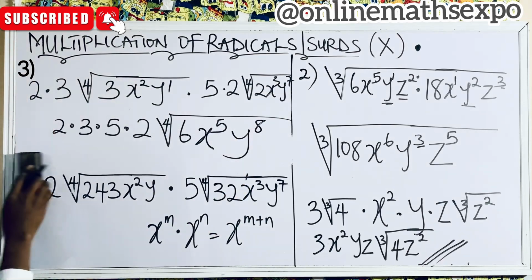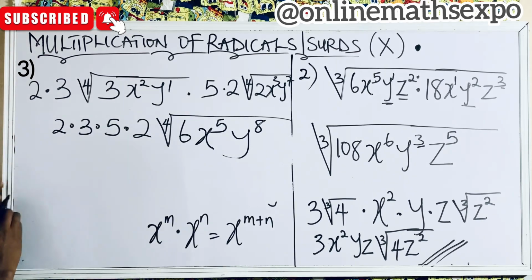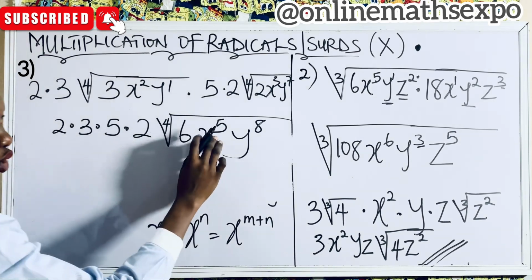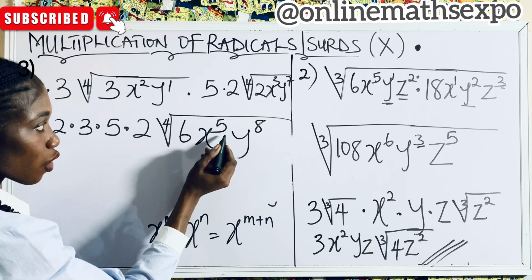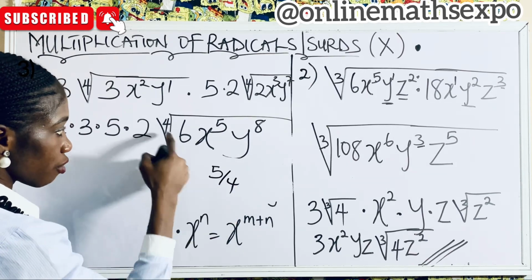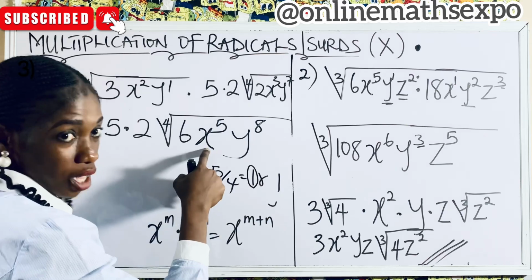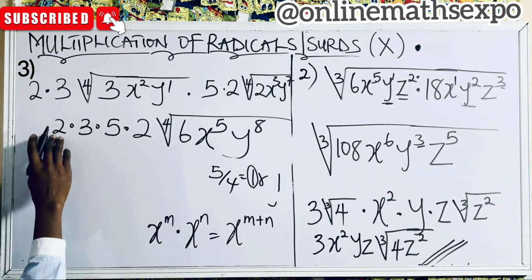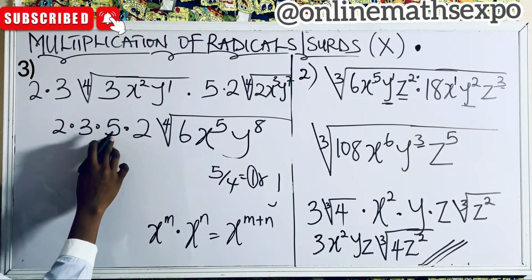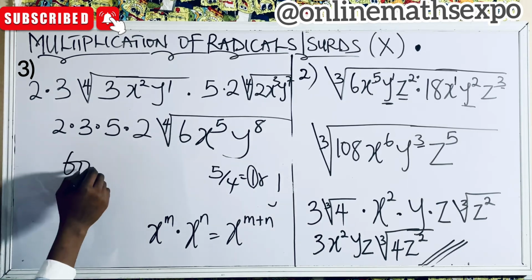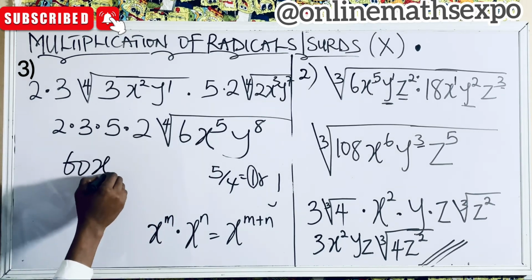Did you see that? So what do you do next at this point? This is 4th root. You can still reduce this. So 5 divided by 4 will give us 1 remaining 1. So 1x will be out. So we have 2 multiplies this is 6, and this is 30 plus this will give us 60. So 1x will be out.